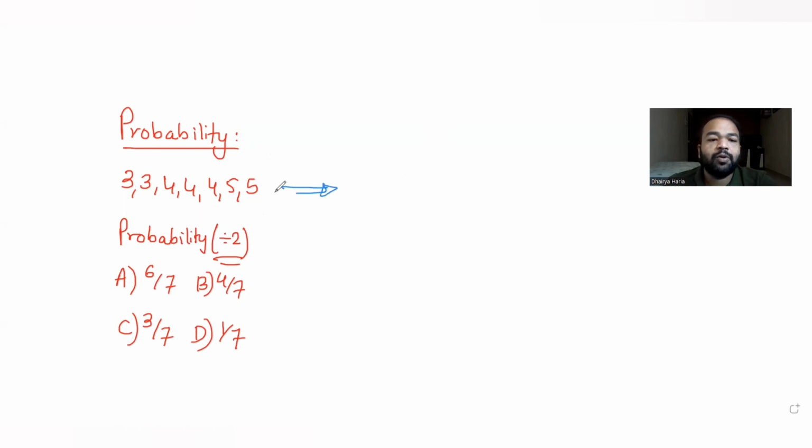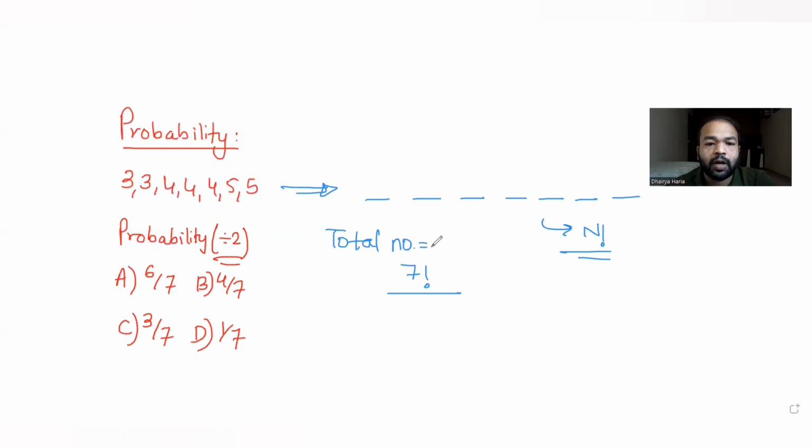First, a 7-digit number has to be formed using these 7 digits. I will be placing these 7 numbers in a straight line, and we already know that n different things can be arranged in a straight line in n factorial ways. Similarly, I can arrange the 7 numbers in 7 factorial ways. So we are finding the total possible outcomes. The total numbers I can form is 7 factorial.